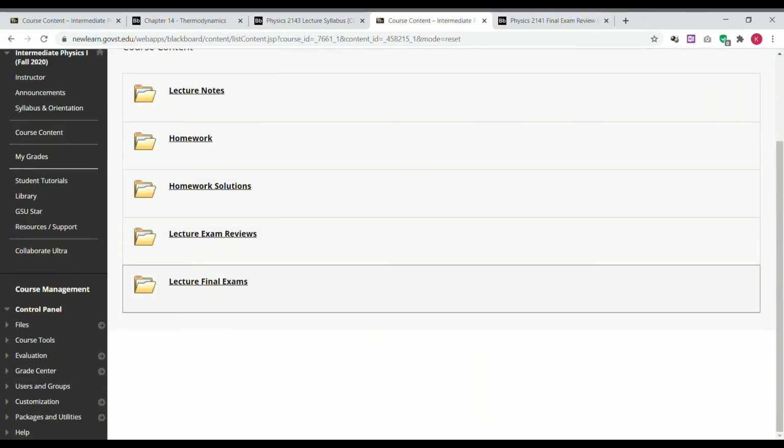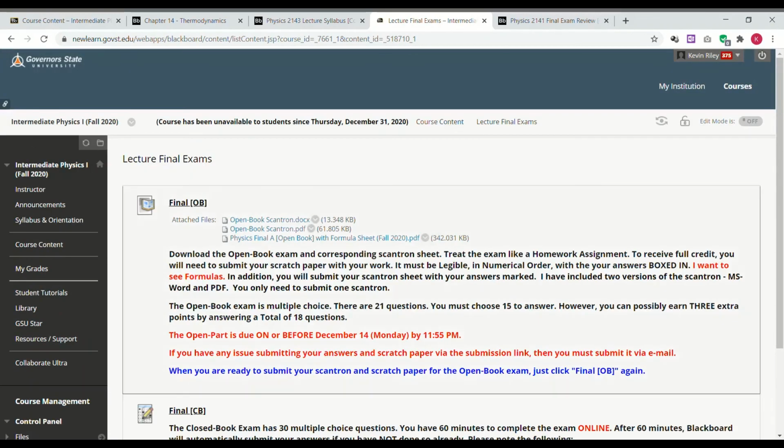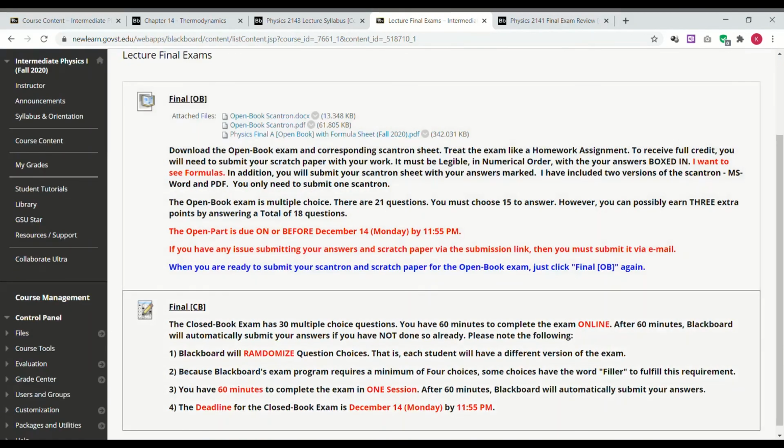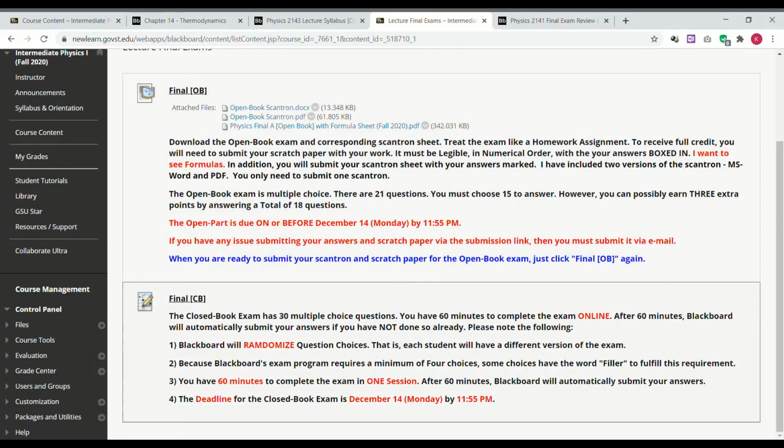And then of course when it comes time to have your exams, you'll discover that this is the final open book. On this example here, I had a PDF document, so you download it. But when you're ready to submit it, you're going to submit one of the Scantron forms, either a PDF version or the Word document version, with your scratch paper in order to get full credit. Closed book is just, you're going to click on it and go online.